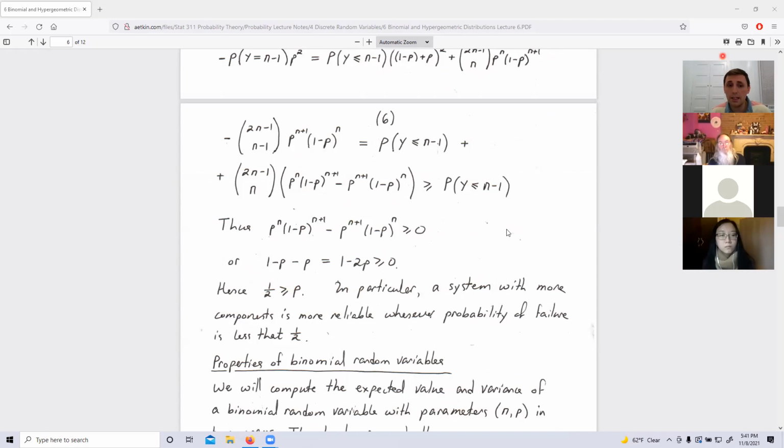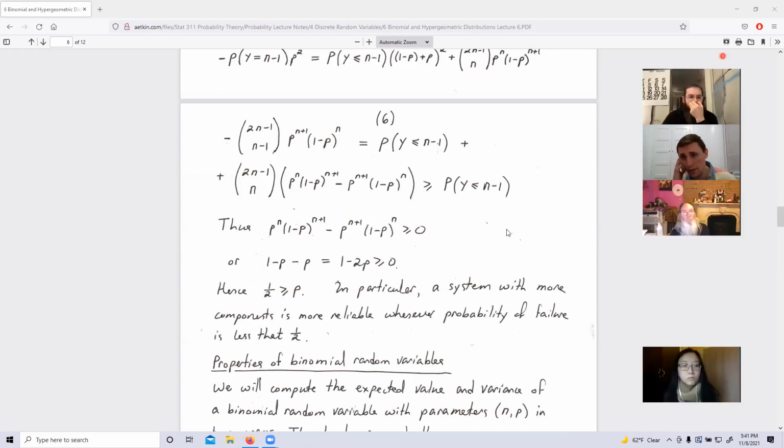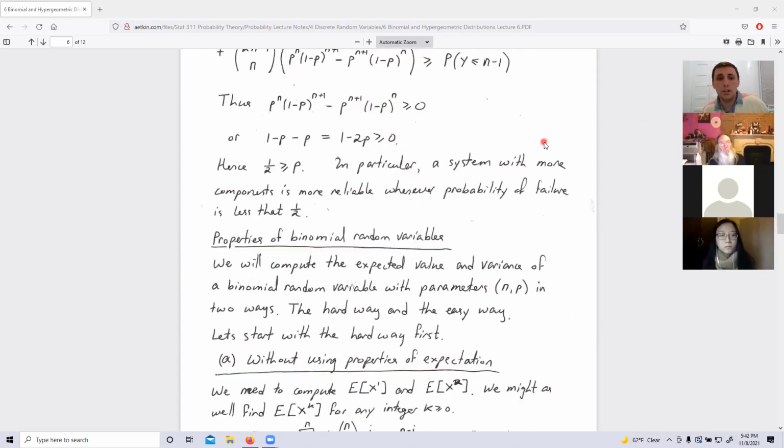So that means that when the device has a more than 50% chance of working, you want more of this device as much as possible, right? The more you have in the system, the more likely it will work.